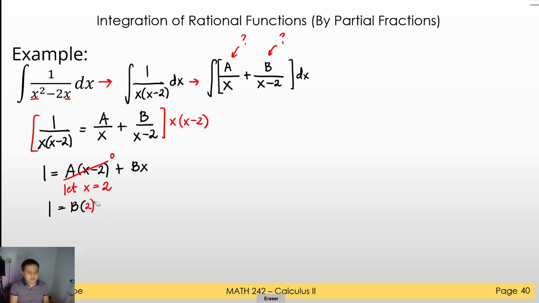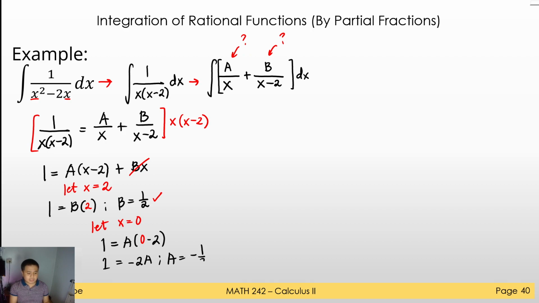So therefore, your b here is equal to 1/2. Okay? So we already solved the b. So for letter A, what we can use to cancel out this b, we can let x equal 0. So basically, we want this factor to be 0. So we have 1 is equal to a times 0 minus 2. So we have negative 2a is equal to 1. Therefore, a is equal to negative 1/2.